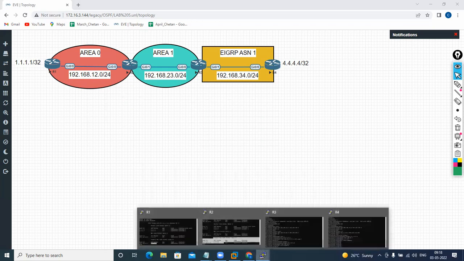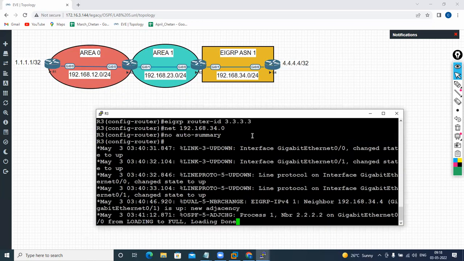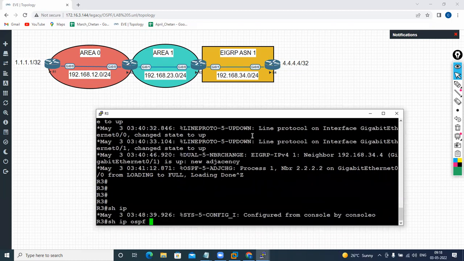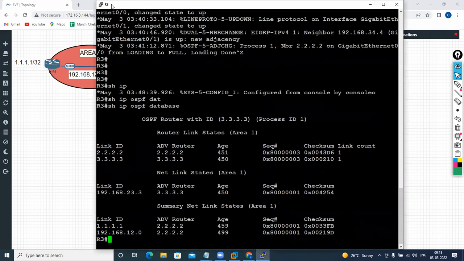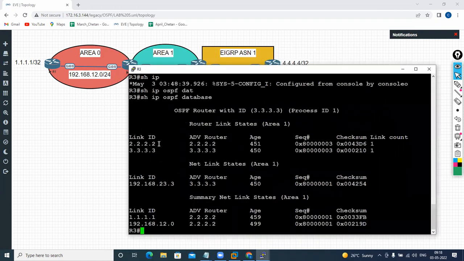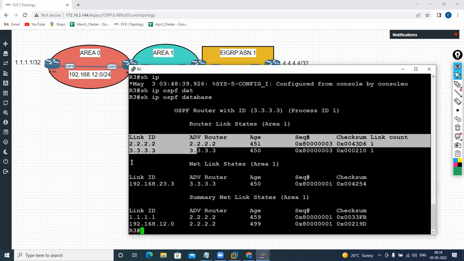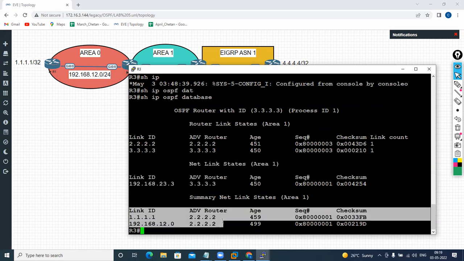Go and check on R3. R3 will have your ASBR information. Show ip ospf database. We didn't redistribute it, so no redistribution, no type 5. Okay, before that, for area 1, same here: type 1, type 2 is originated by the DR and type 3 is originated by the ABR. Why don't we have a type 5 LSA? We didn't do redistribution.